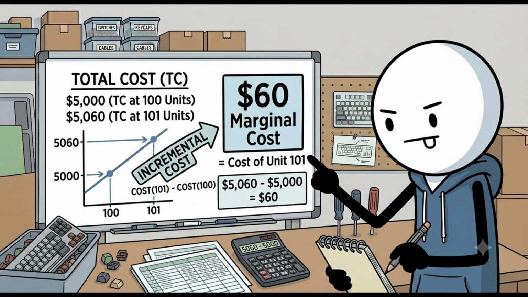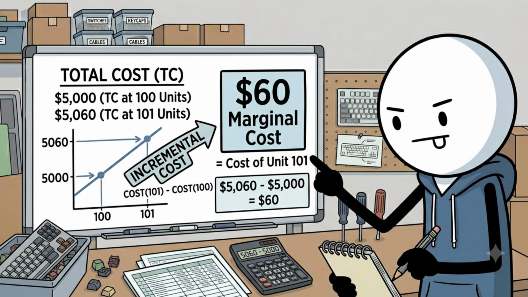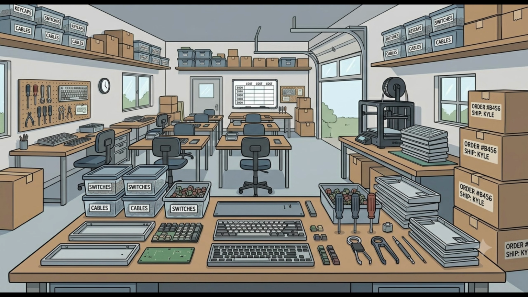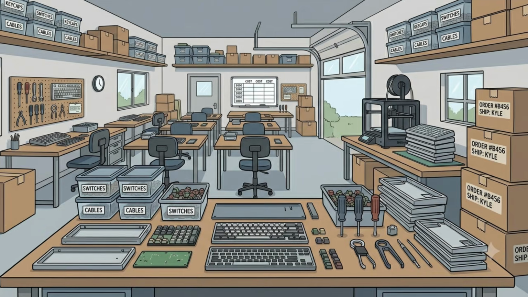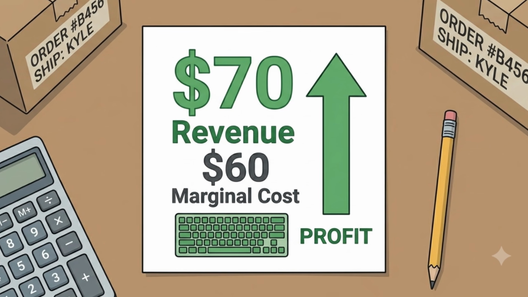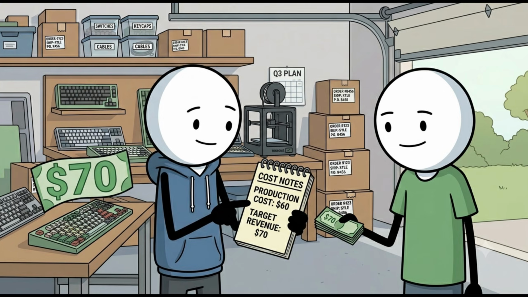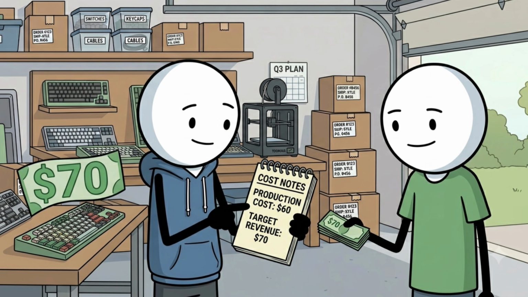In the world of high-stakes economics, as Gregory Mankiw emphasizes, rational people and successful managers make decisions by comparing marginal benefits and marginal costs. This lesson is about mastering that extra calculation, the cost of the very next keyboard that rolls off John's assembly line. Let's define our terms precisely.